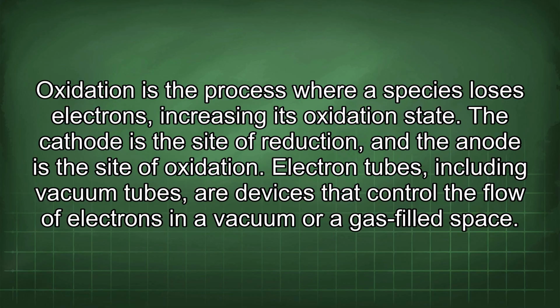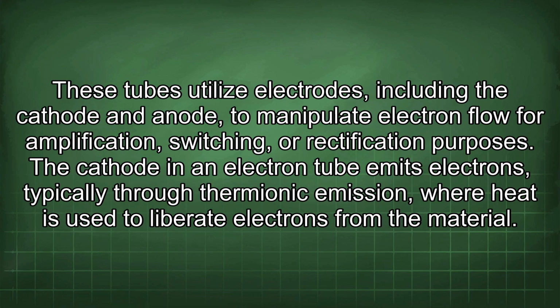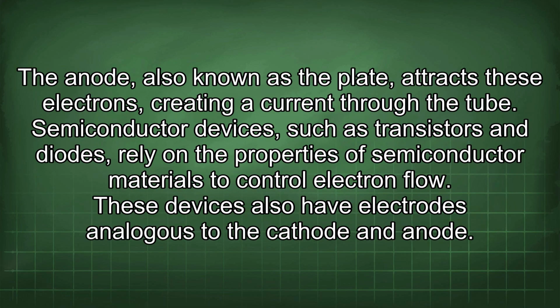Electron tubes, including vacuum tubes, are devices that control the flow of electrons in a vacuum or a gas-filled space. These tubes utilize electrodes, including the cathode and anode, to manipulate electron flow for amplification, switching, or rectification purposes. The cathode in an electron tube emits electrons, typically through thermionic emission, where heat is used to liberate electrons from the material. The anode, also known as the plate, attracts these electrons, creating a current through the tube.